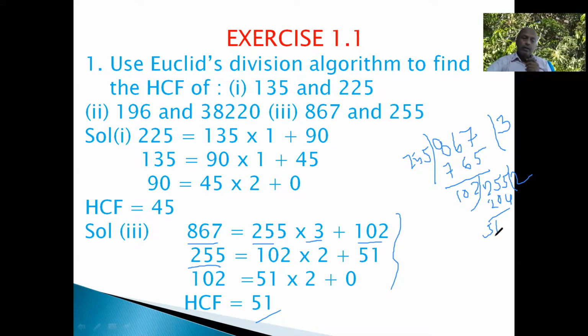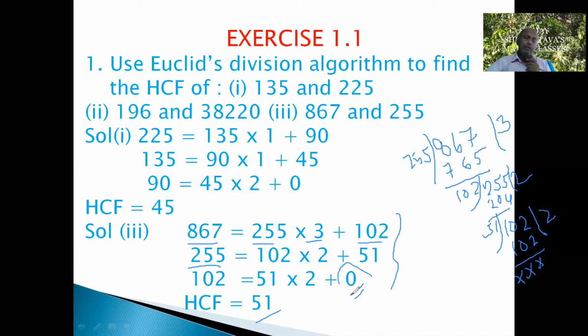Now next, the remainder is 51, so 102 will be the next dividend. Divide 102 by 51. So 102 can be written as 51 into 2 plus remainder 0. Since we finally get the remainder 0, the last divisor, that is 51, will be the HCF of both the numbers. So in this way, easily you can find the HCF of two numbers.